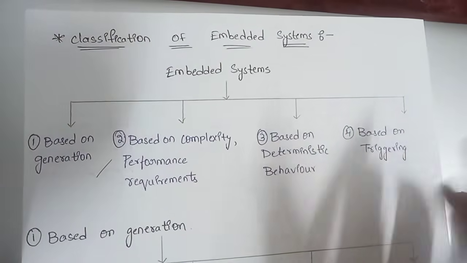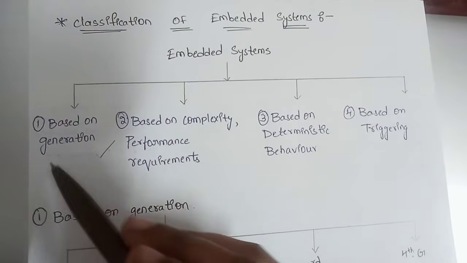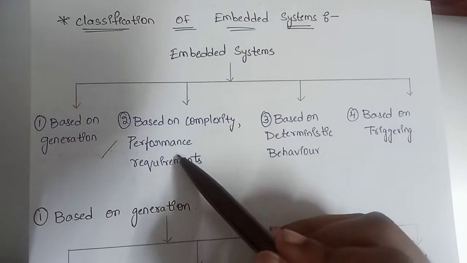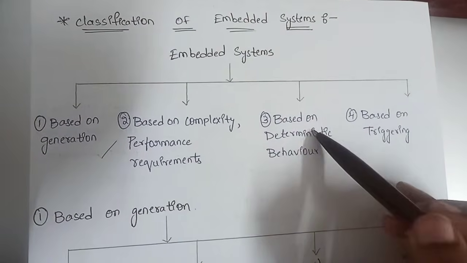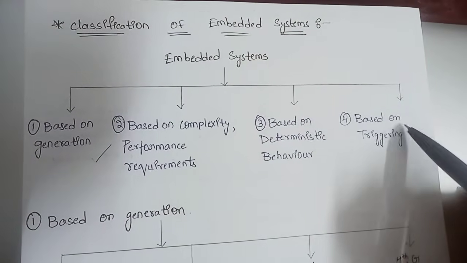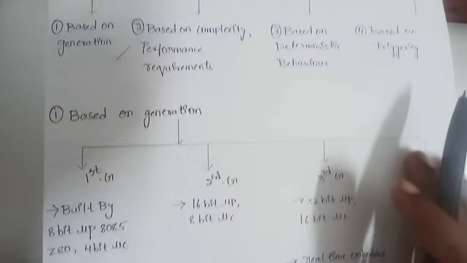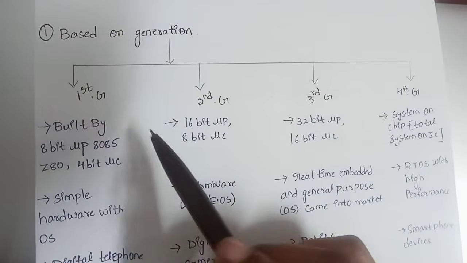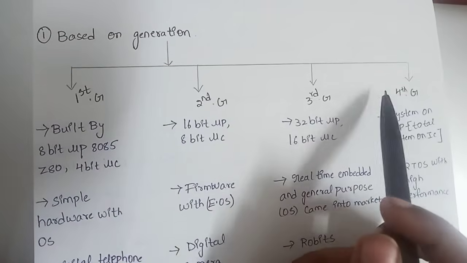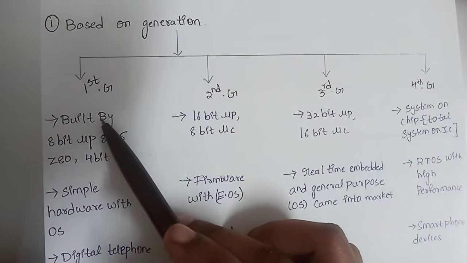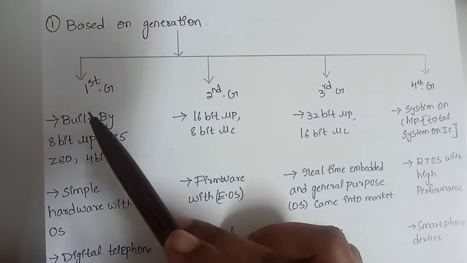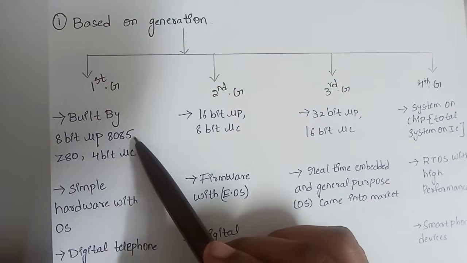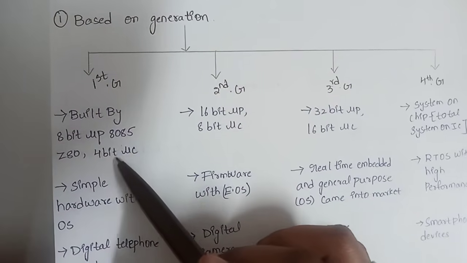So the classification is of four types, that is based on generation, based on complexity and performance requirements, based on deterministic behavior, and based on triggering. So on going to the based on generation, there are four types of generation, that is first, second, third and fourth generations.